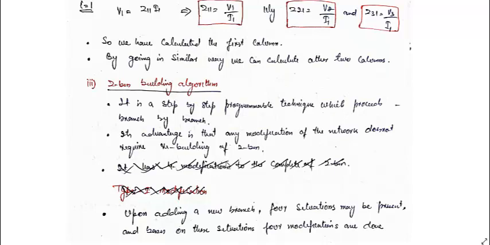Now, when it is a branch by branch method, that means we are adding branch by branch. When adding a branch, we have four situations. We can add a branch between a new bus and a reference bus. We can add a branch between an old bus and a reference bus. We can add a branch between two old buses, or we can add a branch between an old bus and a new bus. So there are four modifications depending upon the situation.